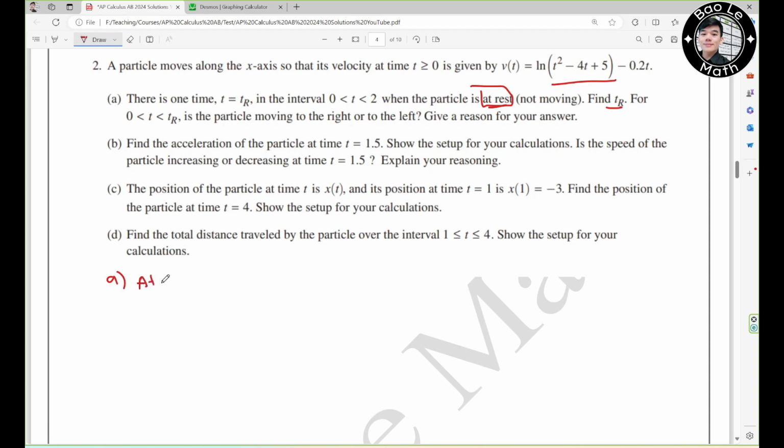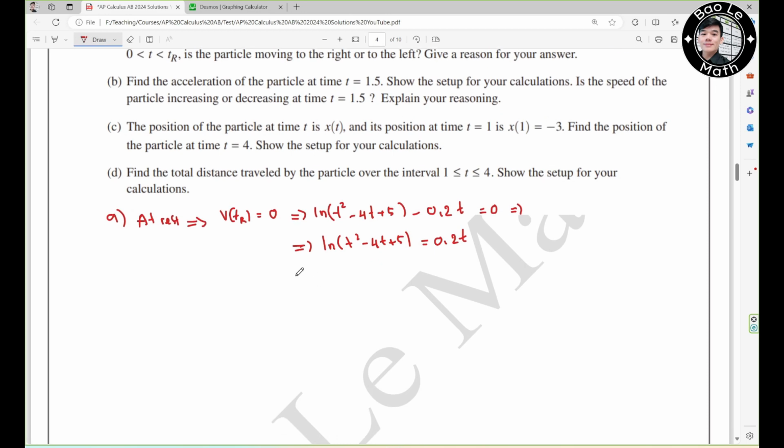So question A right here, at rest implies that V of tr equals 0. So then you have this equation right here, natural log of t squared minus 4t plus 5 minus 0.2t equals 0. Right, so I'm going to add 0.2t to both sides. So it turns out to be natural log of t squared minus 4t plus 5 equals 0.2t. So we just create a system of equations. The solution to this equation is the solution to this system.